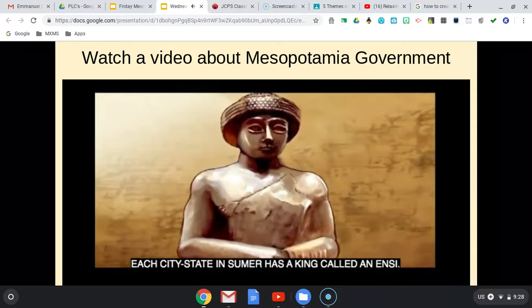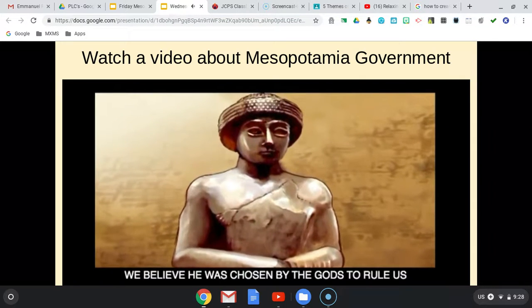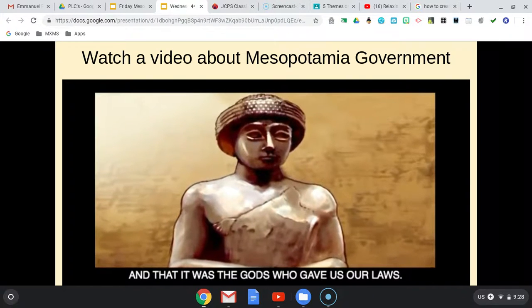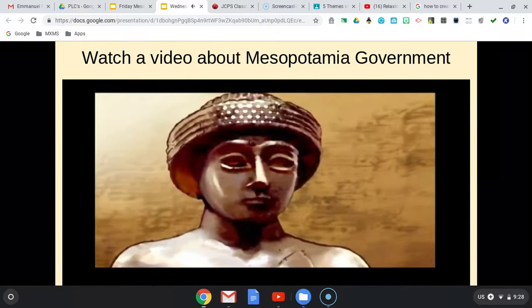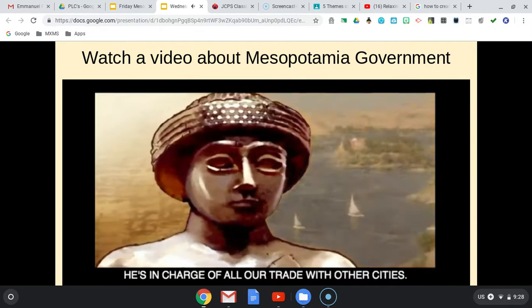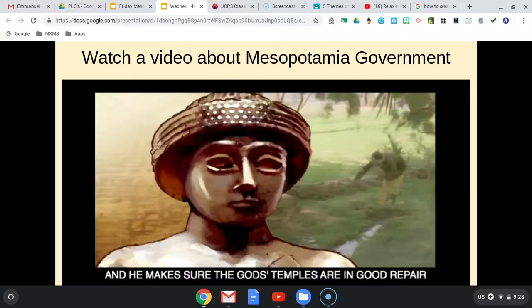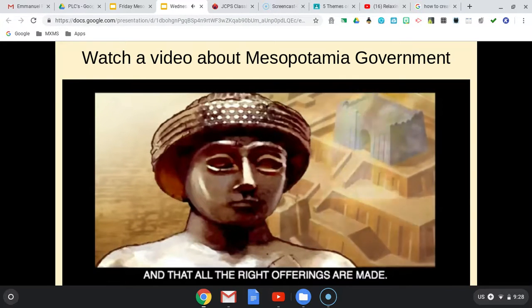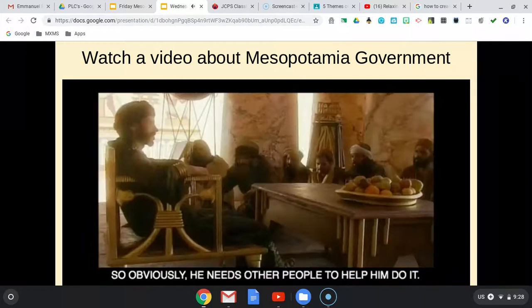Each city-state in Sumer has a king called an Ensi. We believe he was chosen by the gods to rule us, and that it was the gods who gave us our laws. Our king makes judgments when people have arguments. He's in charge of all our trade with other cities. He decides who gets to farm our fields. And he makes sure that the gods' temples are in good repair and that all the right offerings are made. He's got a whole lot to do.